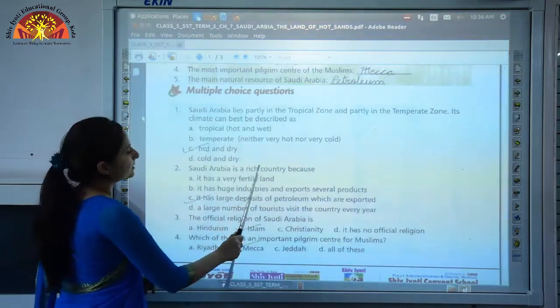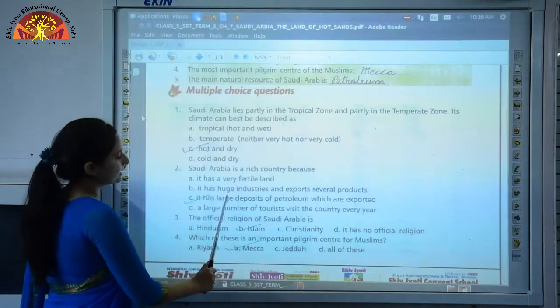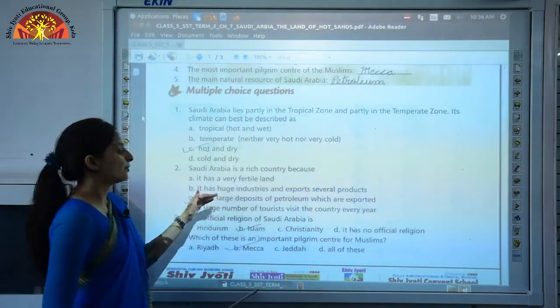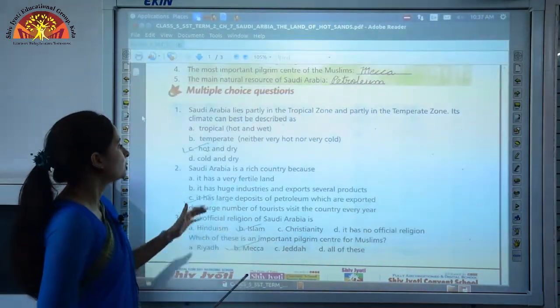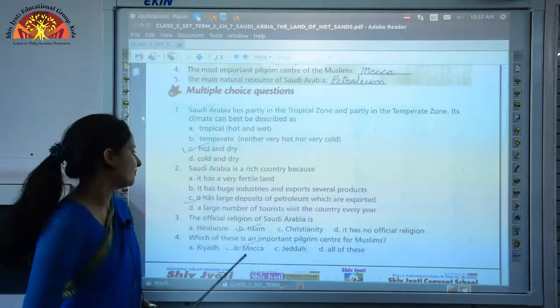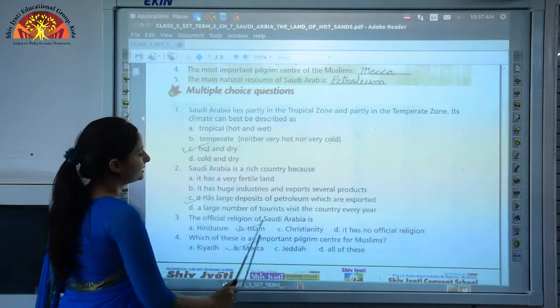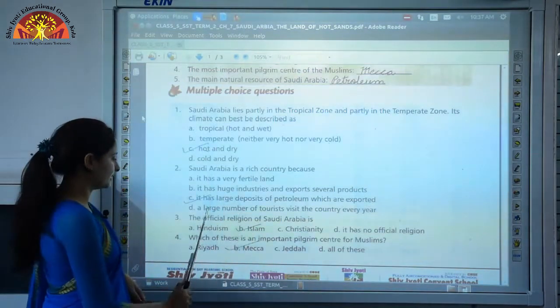Saudi Arabia is a rich country because it has large deposits of petroleum which are exported. It has very large deposits of petroleum, which has made the country very, very rich. The official religion of Saudi Arabia is Islam. Option B is the correct answer.